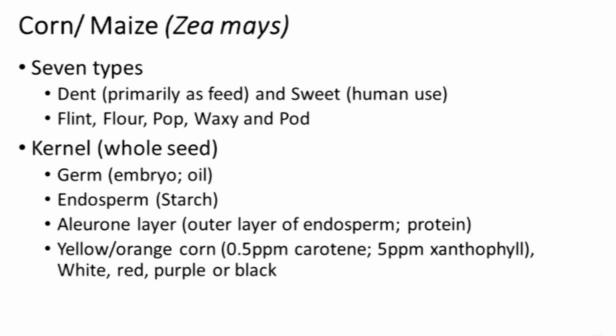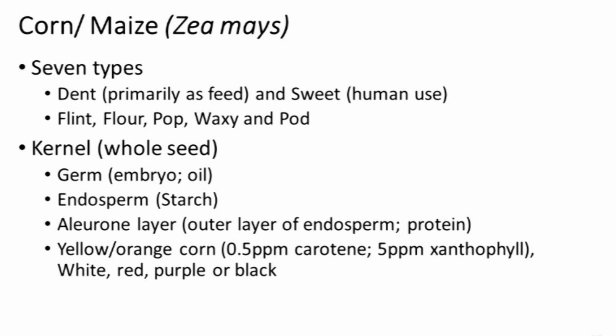There are different types or colors of corn. The yellow and white are more popular or available in Pakistan. The yellow or sometimes orange type of corn contains a pigment. That pigment is known as carotene or xanthophyll pigment. So this pigment basically gives it a yellow color.